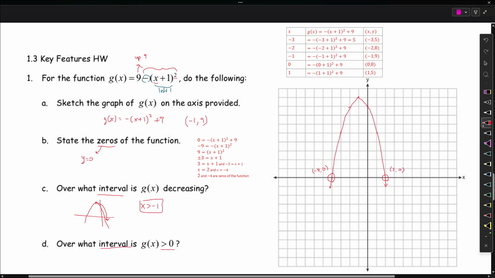Again, that's the x values. So g of x is positive between the two zeros. So it's between -4 and 2. So when x is between -4 and 2, the function is positive. So that's it.